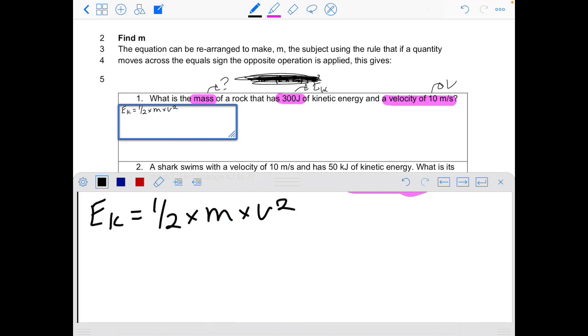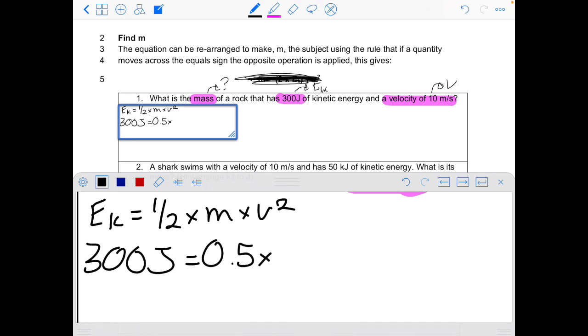Plug in the numbers. Doesn't change. So kinetic energy, we know that. That's 300 joules. It's equal to 1/2 is 0.5 times our mass. That is our unknown, so I'm going to leave that as m, times velocity squared times 10 squared. So now it's a case of collecting like terms and getting m by itself. So there's 2 ways you can do it. It doesn't matter to me. You can either move everything over to this side of the equation by dividing, or you can multiply them together first, which is the way that I like to do it.